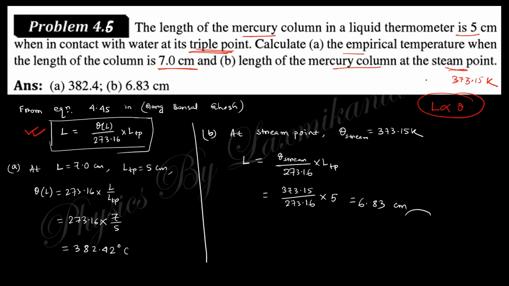And for the next one, the temperature is given and you need to find out the length. So L equals this one, put in the values, the temperature 373 and the 5 centimeter, so you will get 6.83 centimeter. Clear? So I think it is clear.